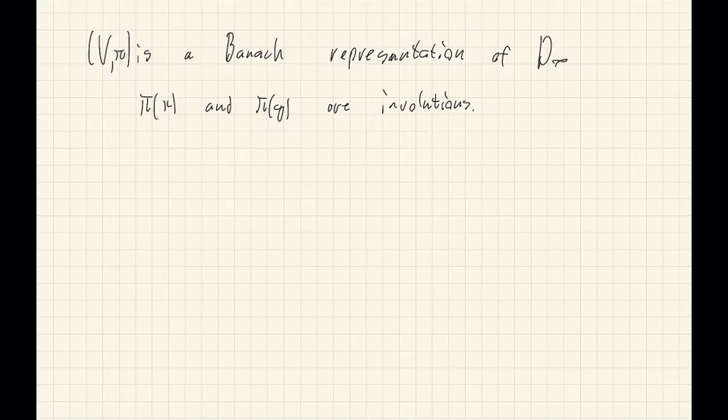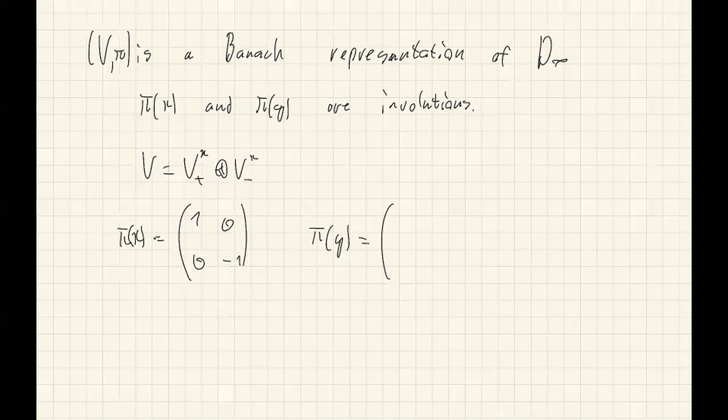So we may decompose V into a direct sum of V plus for X and V minus for X, where X acts like identity on V plus, and by multiplication by -1 on V minus. And in this decomposition, we have X and Y acting like matrices.